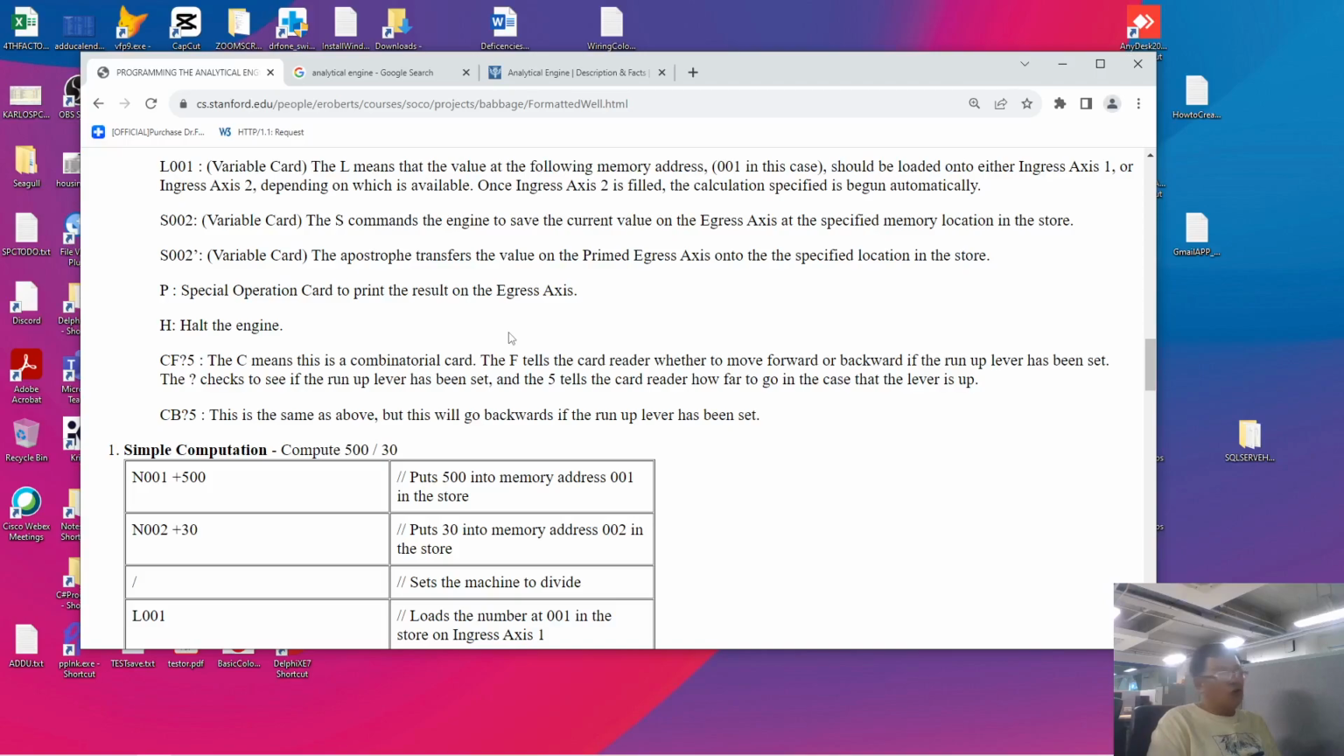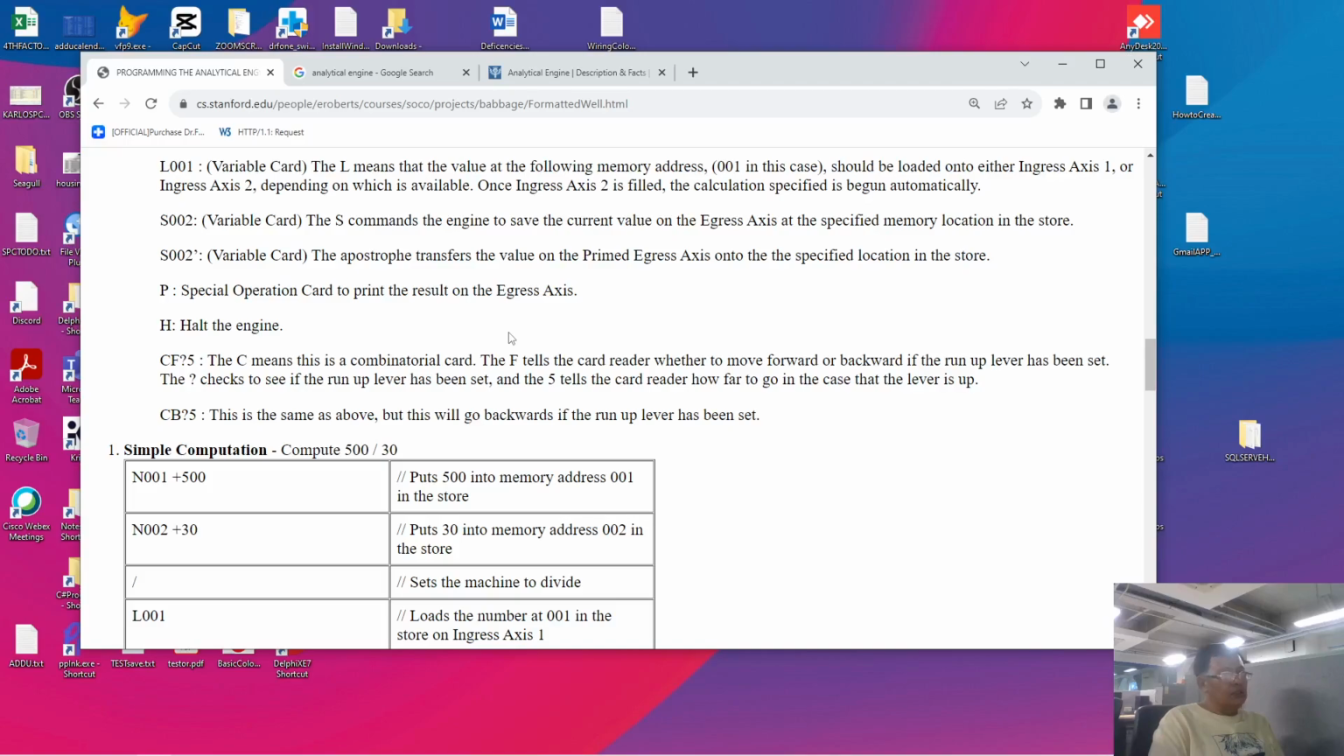F stands for count forward 5 times from the current location. The current location is the location after the current command, if the run-up lever is set. Otherwise, it will just continue in normal sequence if the run-up lever is not set.